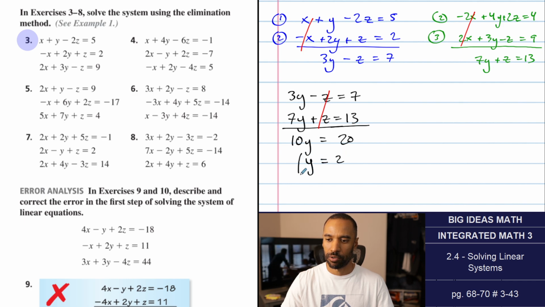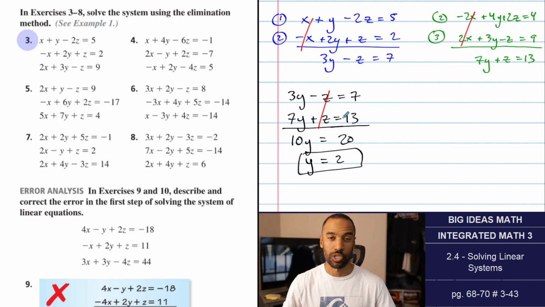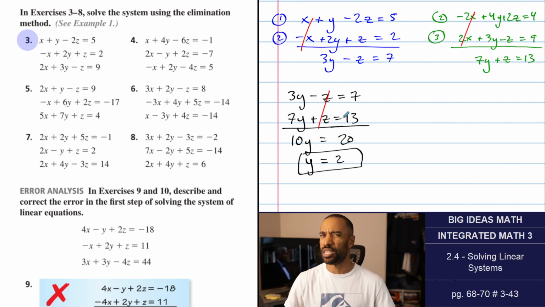Divide both sides by 10, you get y equals 2. Now, just a heads up, I don't know what the book's going to do for answers. I'm sure you can get an answer that's 1/2. But if you get an answer that's 13/24 or something like that, something might have gone wrong.